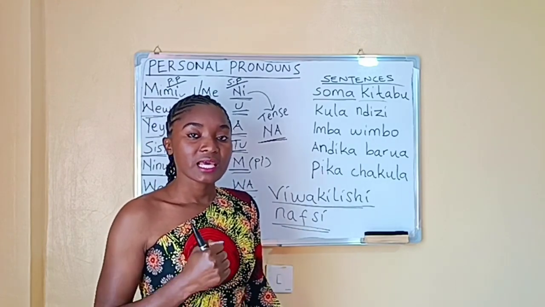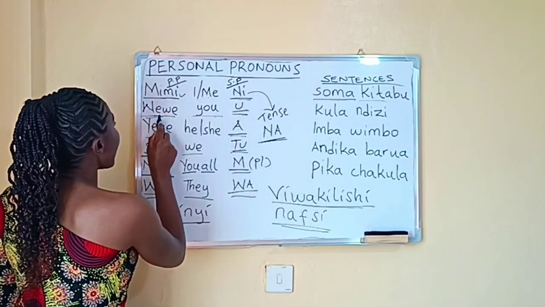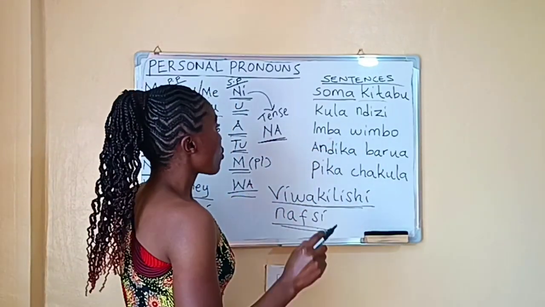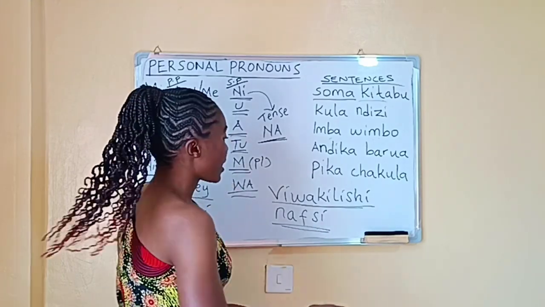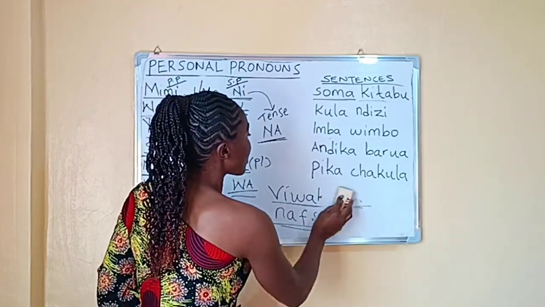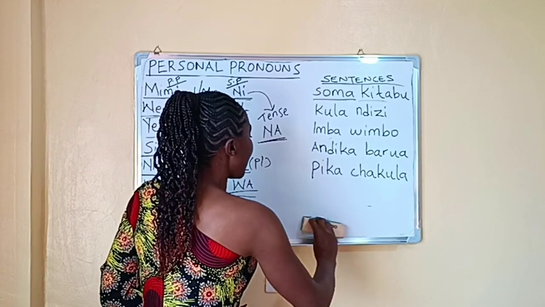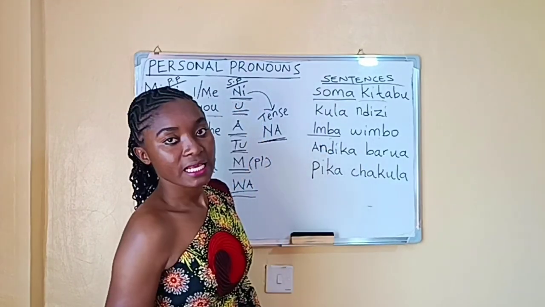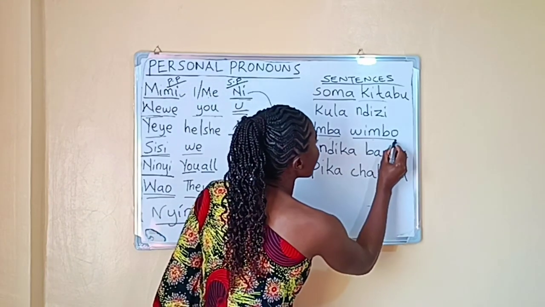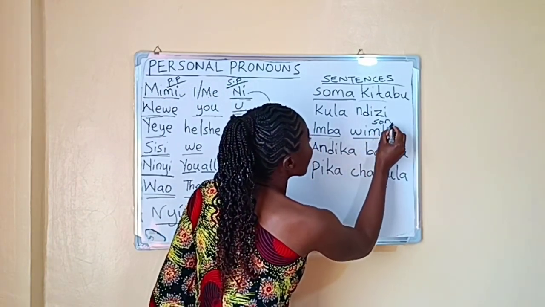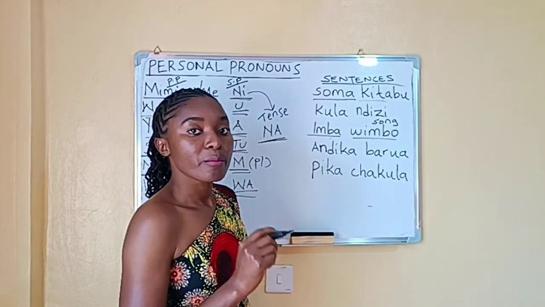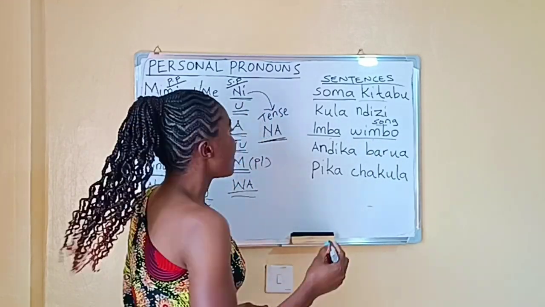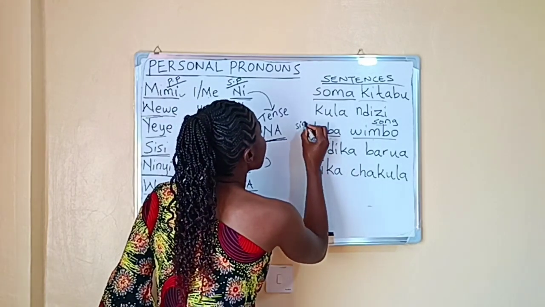You are singing a song. Wewe unaimba wimbo, right? You are singing a song. So the word imba is sing. And then wimbo is song, right? So we have wimbo to mean song. And then the action imba means sing.